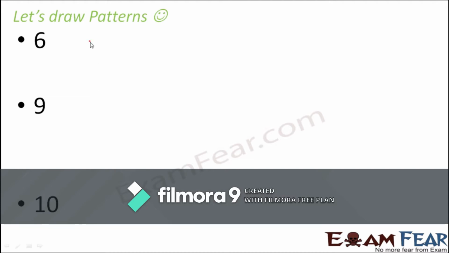Let's see what all we can make with 6. Now with 6, we can do a lot of things. The first thing that we can do as usual is a line. The second thing that we can do is a rectangle as well. If you arrange 3 dots in a row, you get 2 rows. So this forms a rectangle. If you arrange 2 dots in a row, in that case also you get a rectangle. So rectangle is another option for 6.